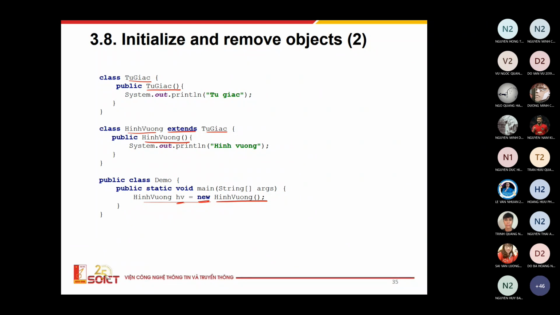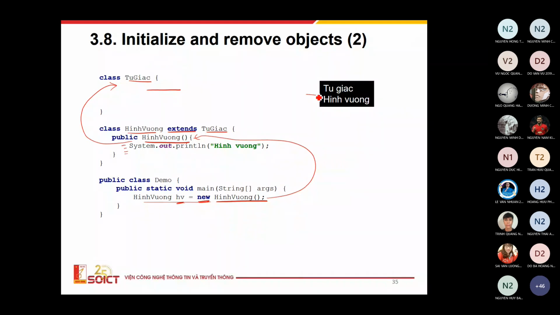So the call to this will call firstly the constructor of the tứ giác, and then it finishes with the rest of the commands. And then you will see in the output the result from the call from tứ giác, and this the call from hình vuông. Yeah, let's check it. Okay.